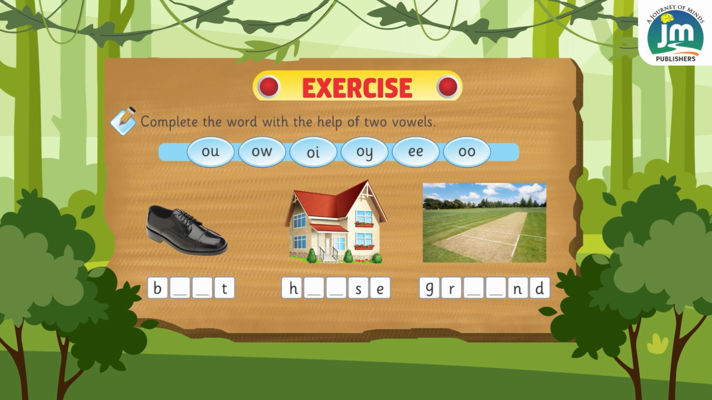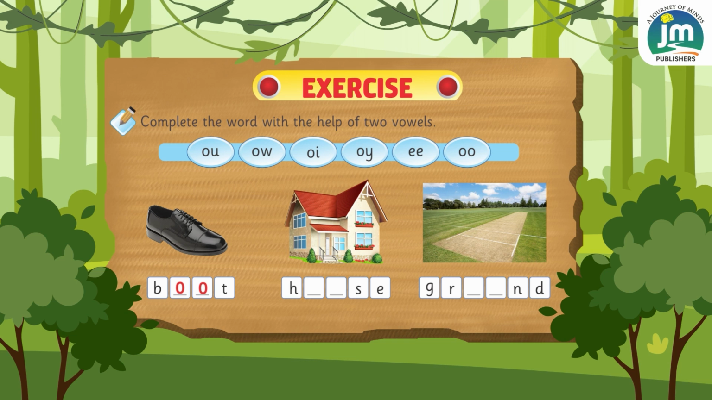Picture number 1, look, a shoe. What is this? Yes, this is a shoe. The word is boot. So we use double O: B double O T, boot. Say with me, boot.